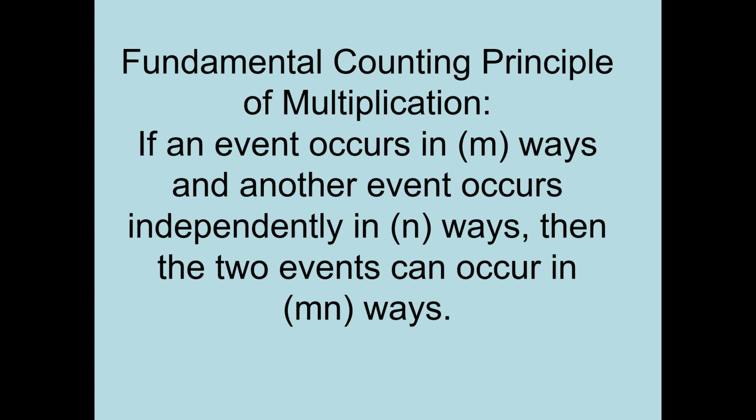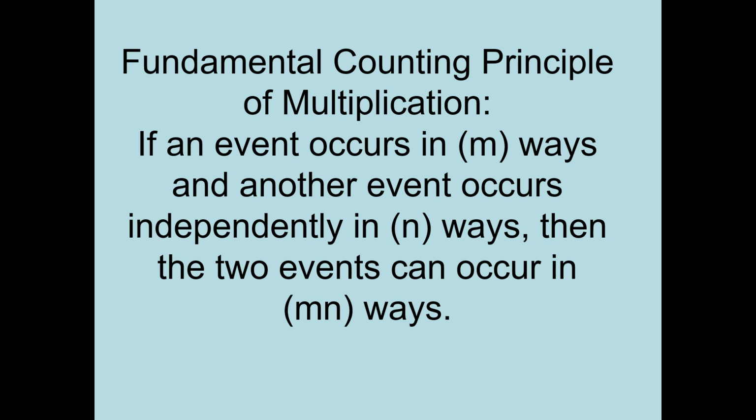The fundamental counting principle of multiplication. If an event occurs in m ways and another event occurs independently in n ways, then the 2 events can occur in mn ways. Now I know at this point you're probably thinking, hey, that doesn't make a whole lot of sense. That's fine. Take just a second to write it down. Pause the video if you need to, so that you can get it down word for word, because this is the fundamental counting principle of multiplication, and I'm going to expect you to be able to know it pretty well in its entirety as it's written.